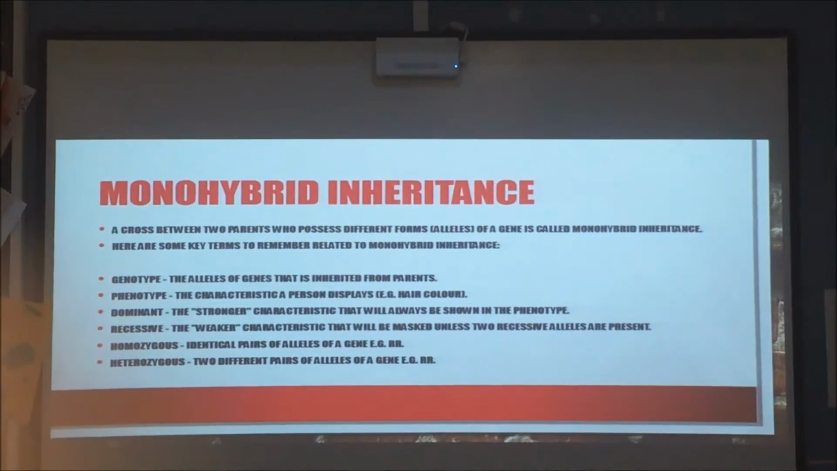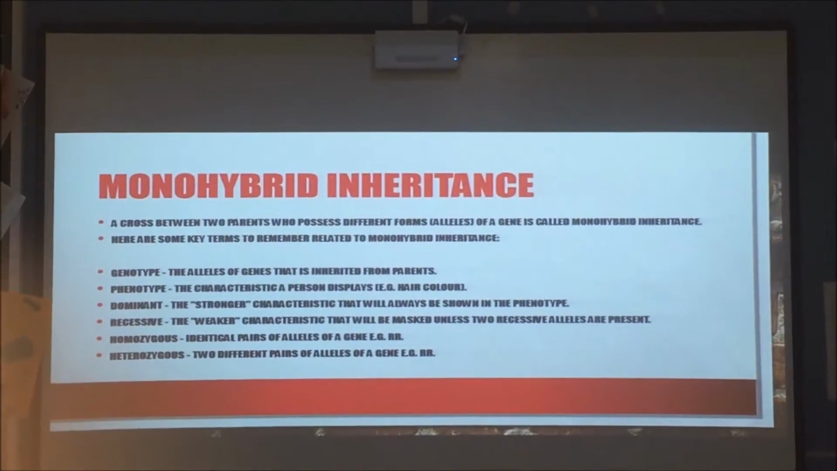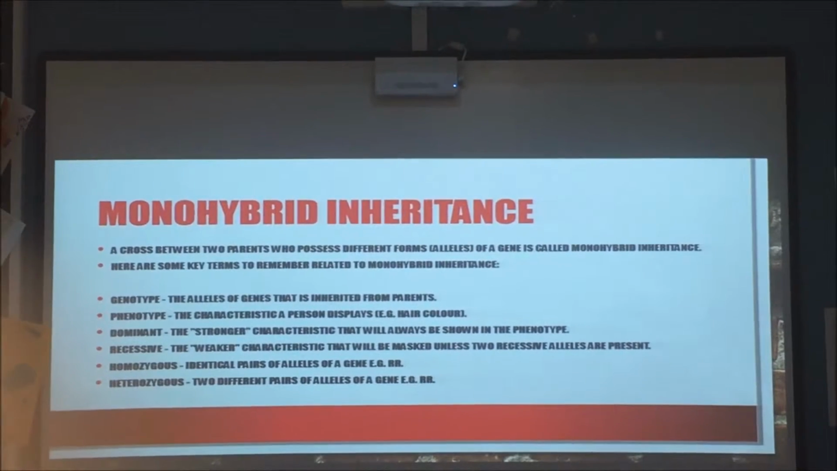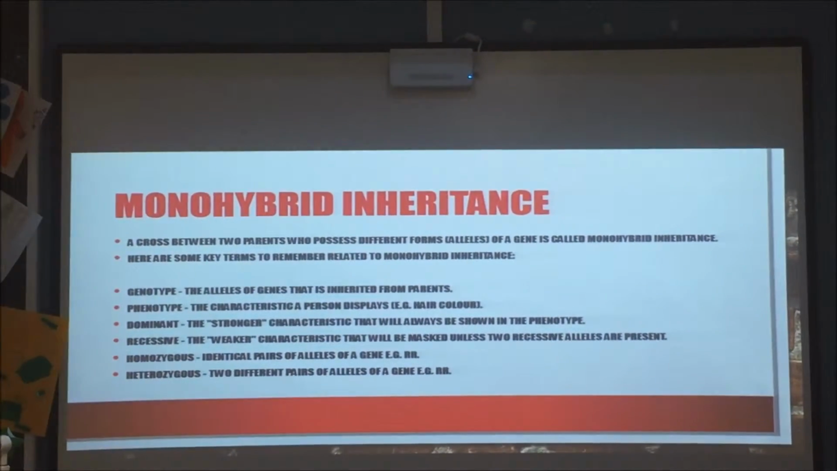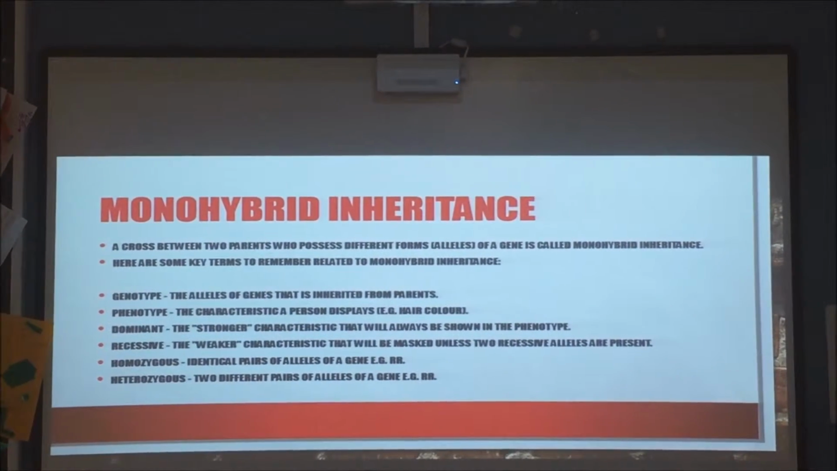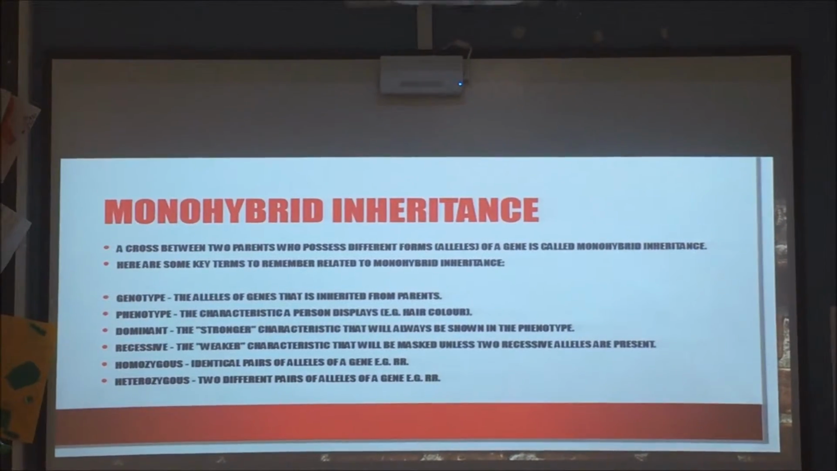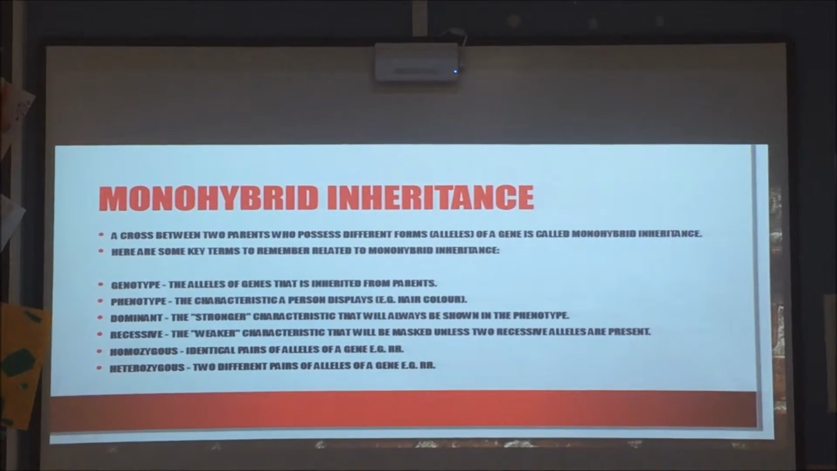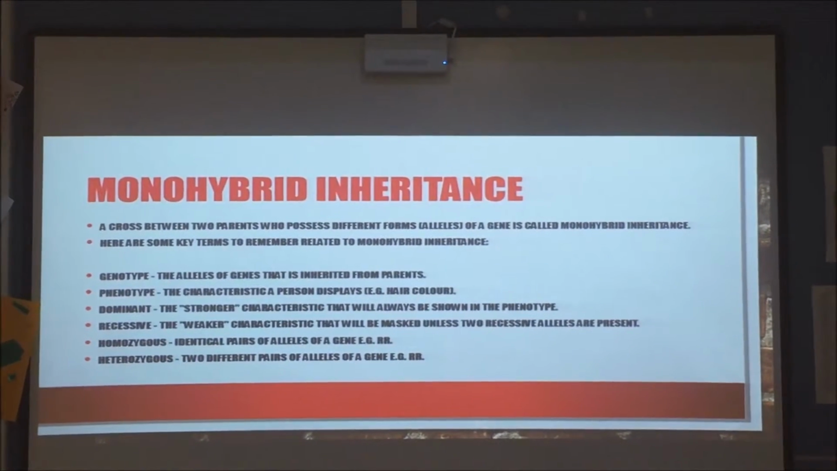from parents, the phenotype, the characteristics a person displays, e.g. hair colour. The dominant allele is the stronger characteristic that will always be shown in the phenotype. The recessive allele is the weaker characteristic that will be masked unless two recessive alleles are present.